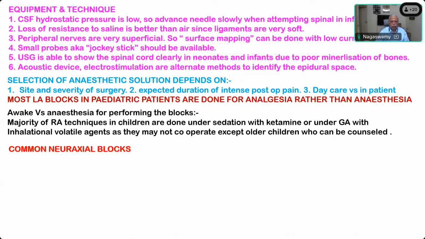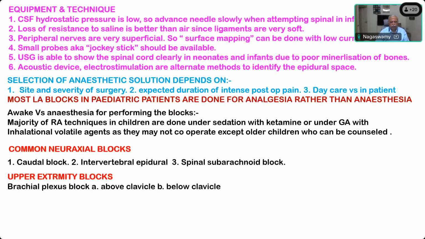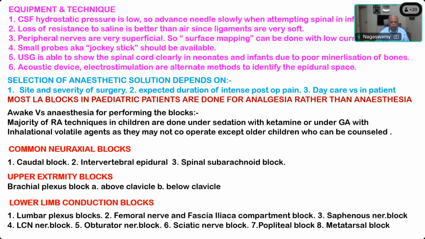Now, what are the common neuraxial blocks that are performed? We can perform caudal very frequently, intervertebral epidural, spinal subarachnoid block. These are the three central neuraxial blockades. Upper limb blocks: brachial plexus block above the clavicle or below the clavicle. Lower limb blocks: lumbar plexus block, femoral nerve and fascia iliaca compartment block, saphenous nerve block, lateral cutaneous nerve block for any skin graft, obturator nerve block, sciatic nerve block, popliteal block, metatarsal block. All these lower limb blocks are performed.